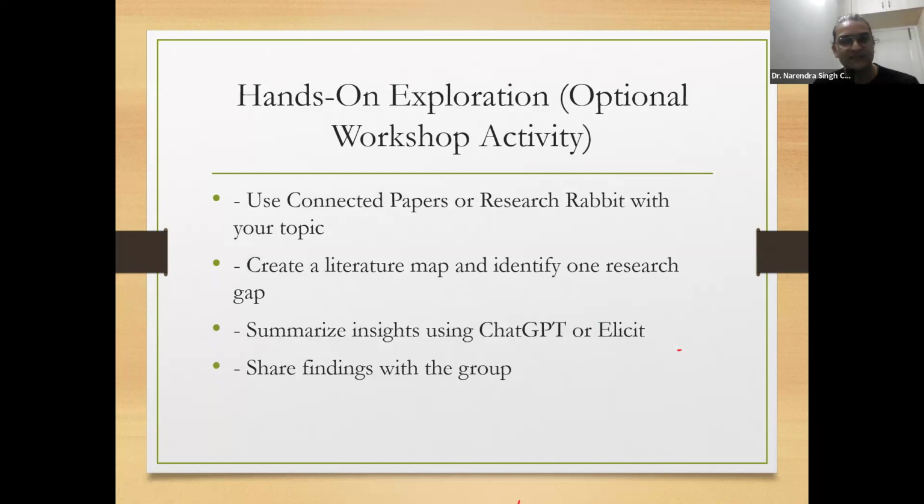So what you can do is a small exercise, I am going to show. You can use Connected Papers or Research Rabbit. With these you can create a literature map and identify one research gap also, and summarize insights using ChatGPT or Elicit and share findings with the group. Now this is a kind of exercise that you people can do right now. All right, and then we can move ahead.